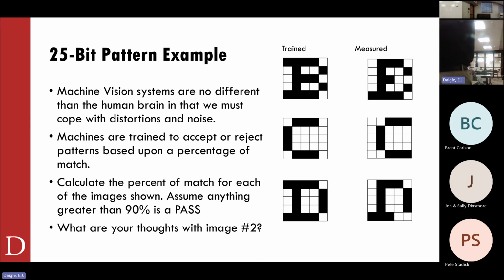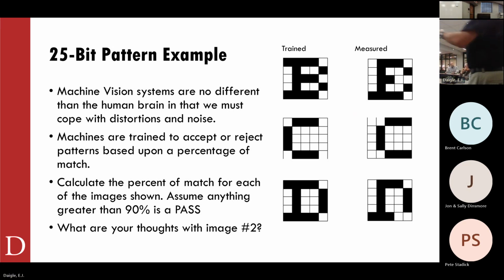If I showed these patterns right now on a piece of paper, and I turned off the lights, would you be able to read those patterns? No. Machine vision systems are extremely sensitive to lighting. I can give you an example.